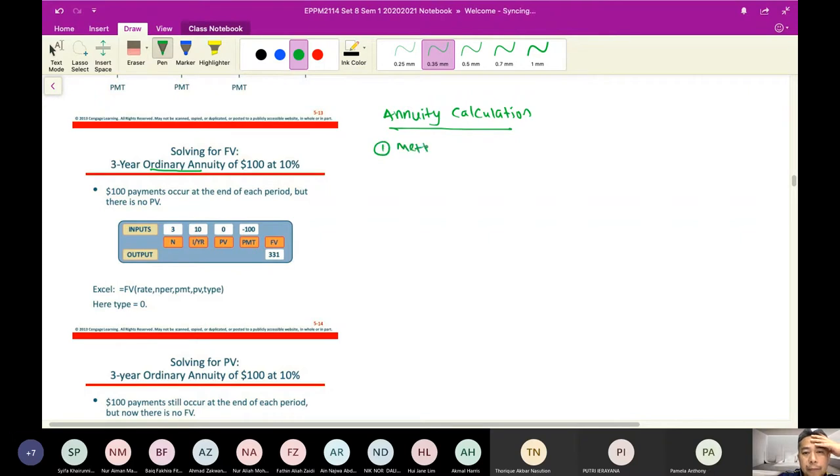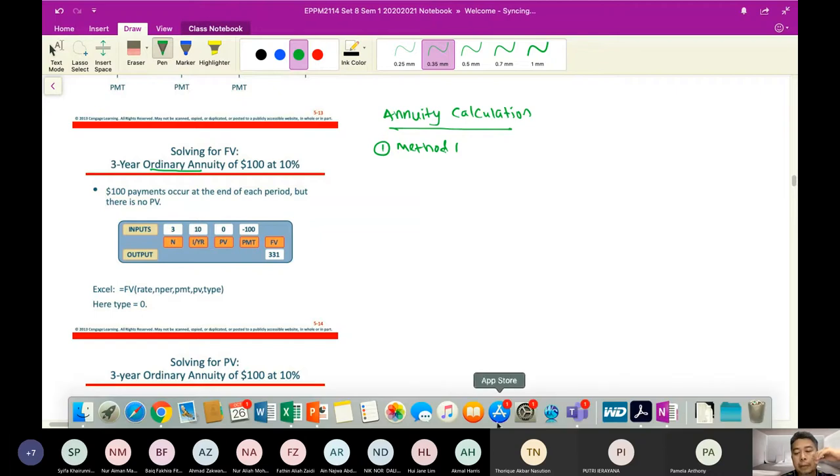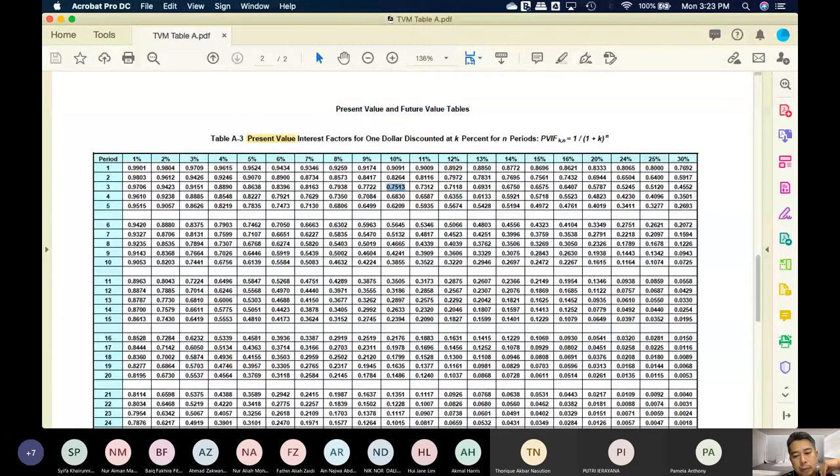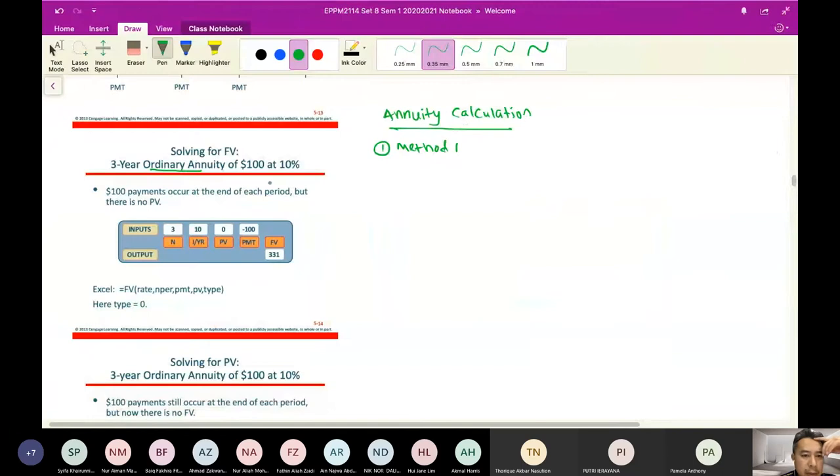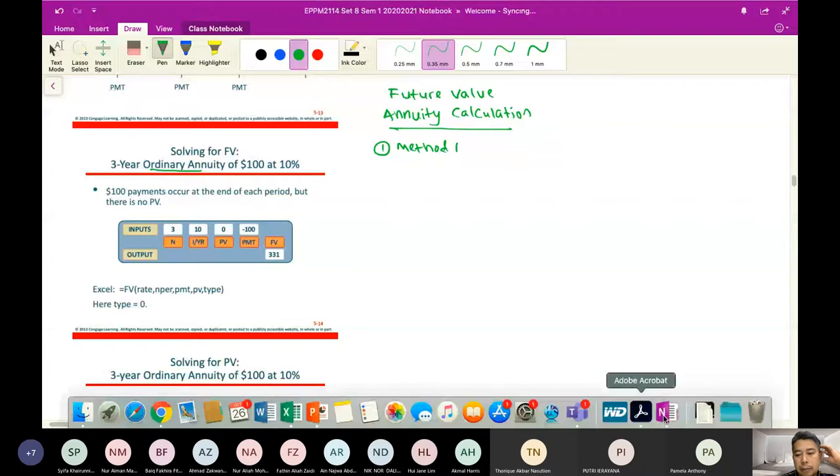Method one, by using formula. So what is the formula? If you want to know the formula, you need to look at the table basically. So the question asks you about solving for the future value. This one is future value annuity, by using method one, by using a formula.